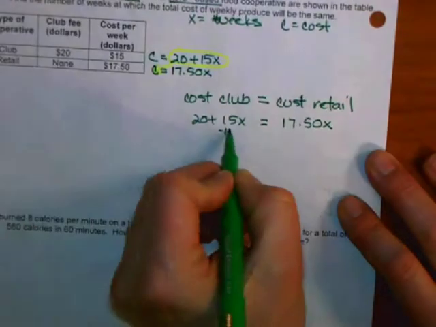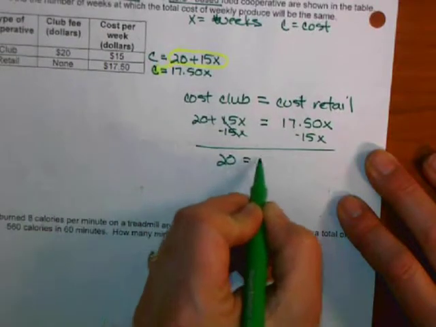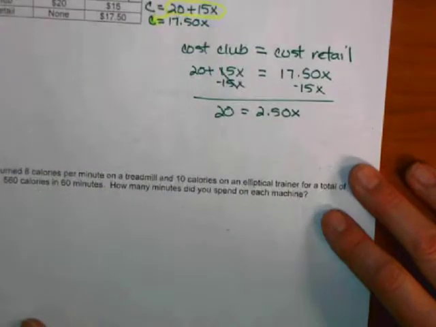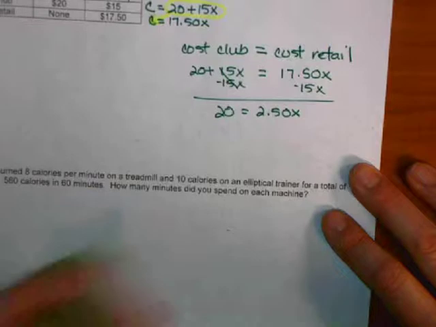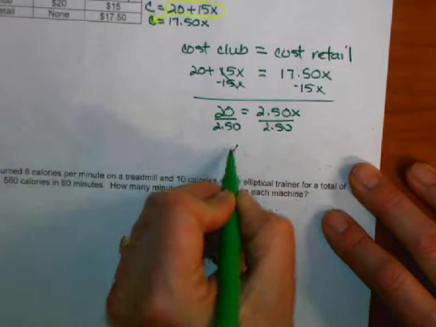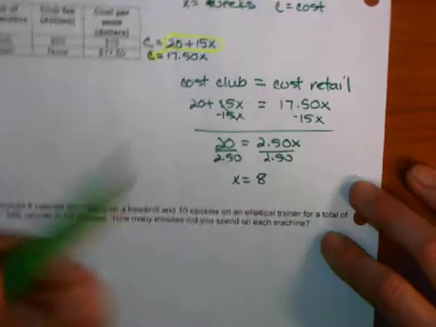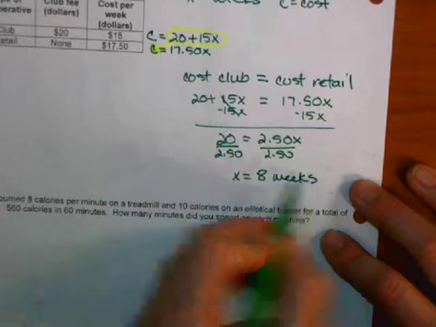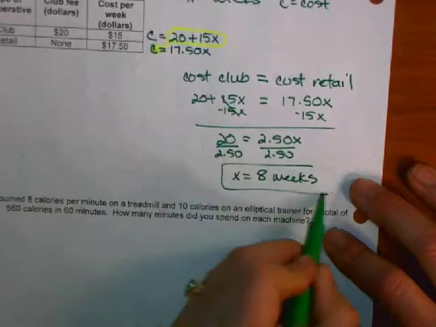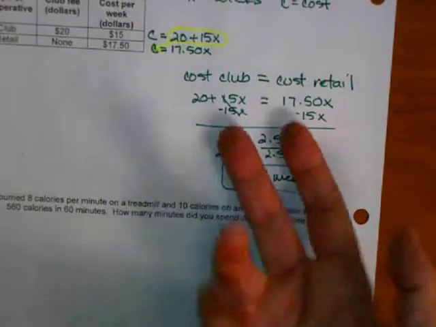All right, so I'm going to subtract 15x. 20 equals 250x. When you divide by 250, you get 8. X equals 8. And what does 8 represent? 8 weeks. I could find out what the cost is easily. I could get my ordered pair, but I don't need to. So all they're asking me for is that. So in a sense, we substitute it in.